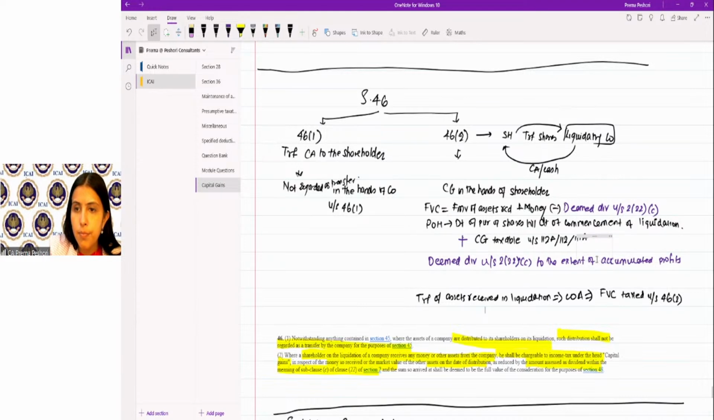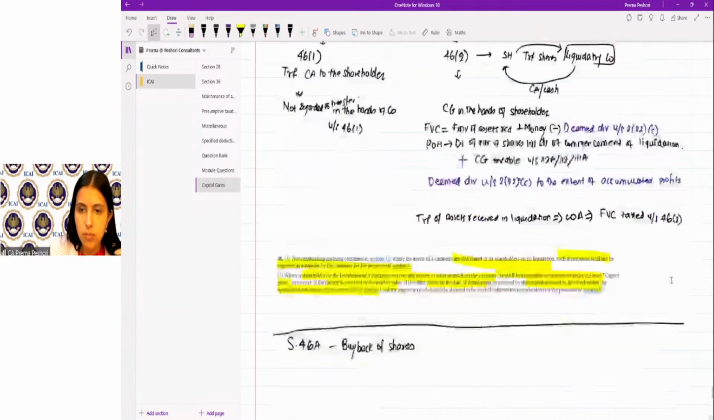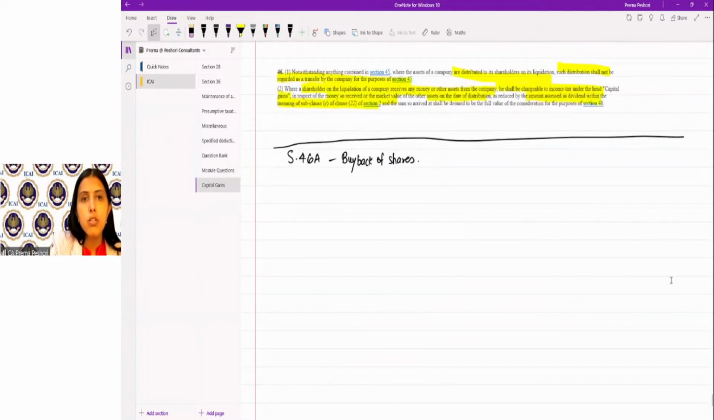Any doubt? One second, I think there's some issue. Okay. So in case you are transferring the shares, then for long term, if it's listed, then 112A; if it's unlisted, then 112. And in case of short term listed, it will be under 111A. Clear? Okay. Now 46A, as I said, is for the buyback of shares or other securities.